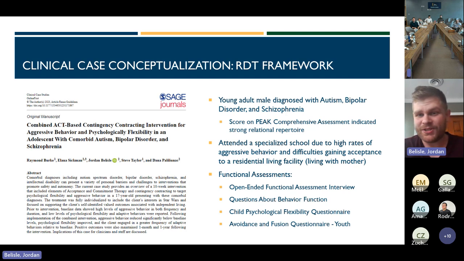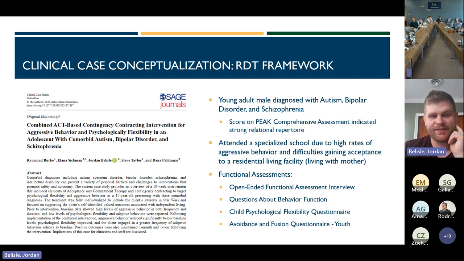We very recently published a clinical case study where we used density theory as a conceptual framework to develop an intervention. I want to walk through the study really quickly, but it shows how we're operating this framework. This study was implemented with a young adult male diagnosed with autism, bipolar disorder, and schizophrenia. They had high scores on the PEAK comprehensive assessment that indicated a strong relational repertoire. They were attending a specialized school, had high rates of aggressive behavior, and therefore had difficulties getting accepted into a residential facility. They were currently living with their mom, but expressed a value of being more independent and eventually moving out of their home.